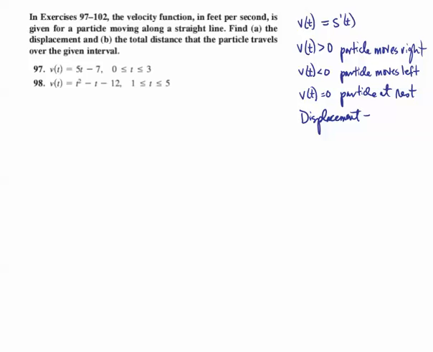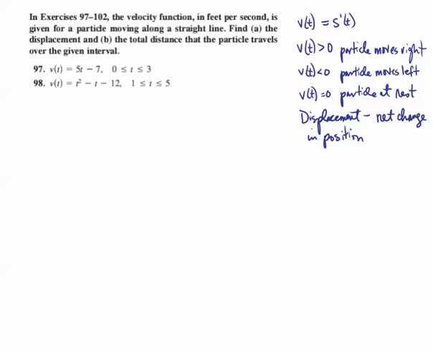Next, we want to define displacement, and displacement is what I'm going to call net change in position. You may have traveled halfway around the world, but if you end up 10 feet away from where you started, then your displacement is simply 10 feet. So displacement is your net change in position. That's the difference between your end position and your beginning position.